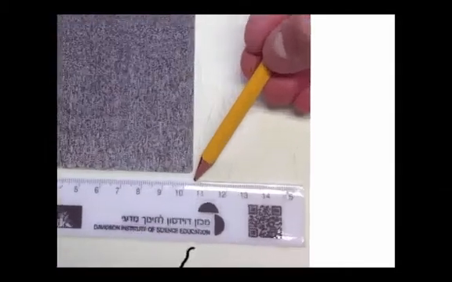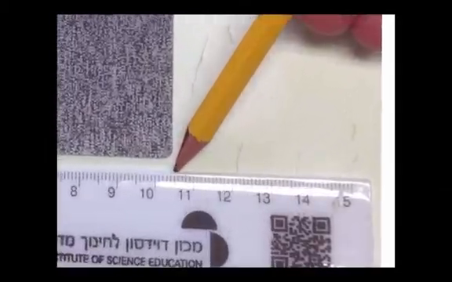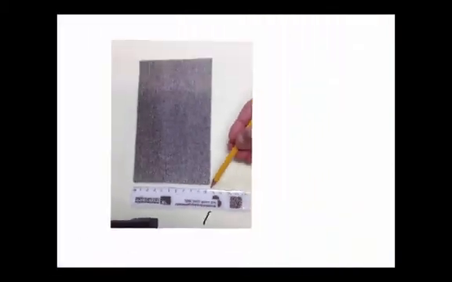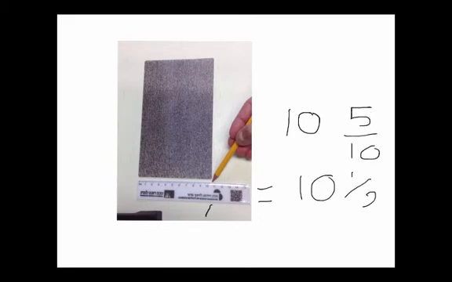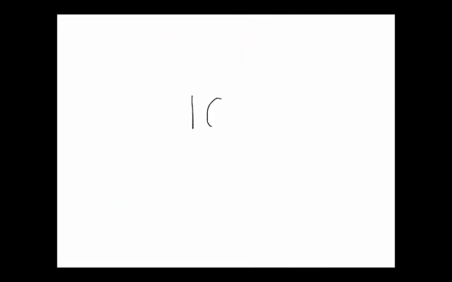10.4 might be 4 marks after the number 10. That means 10 and 4 tenths. 5 marks would be 10 and 5 tenths, which is equal to 10.5. We write 10.5.